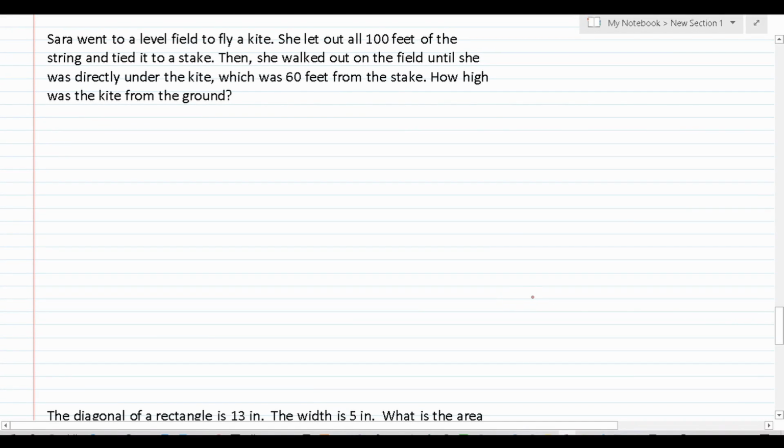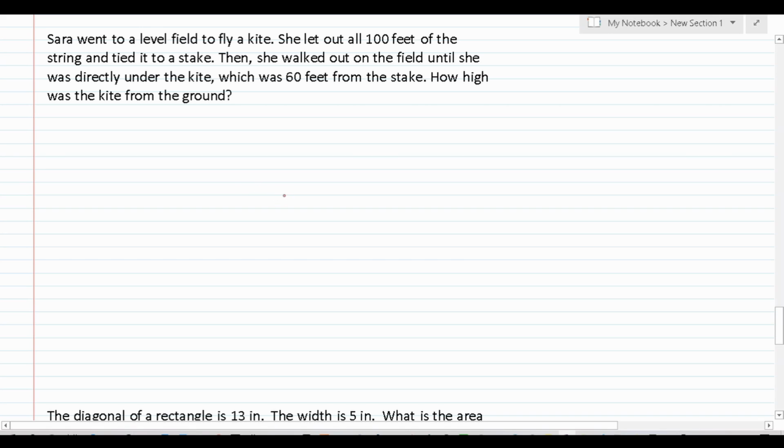This one says Sarah went to a level field to fly a kite. She let out all 100 feet of the string and tied it to a stake. Then she walked out onto the field until she was directly under the kite, which was 60 feet from the stake. How high was the kite from the ground?